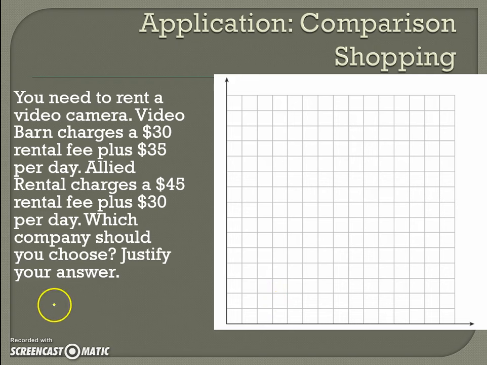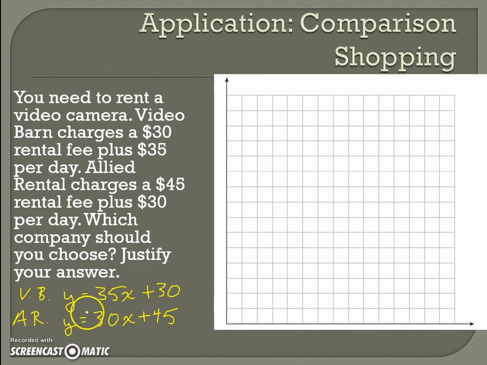So the first thing that we need to do is come up with a couple function rules here. Video Barn charges $30 rental fee, so that's a constant, plus $35 per day, which means we could represent that. Remember, we've talked about this. The per day stuff is almost always going to be what you're multiplying by. So it's 35x plus that $30. And then Allied Rental is a $45 rental fee, $30 per day. So it's y equals, this one is 30x plus 45.